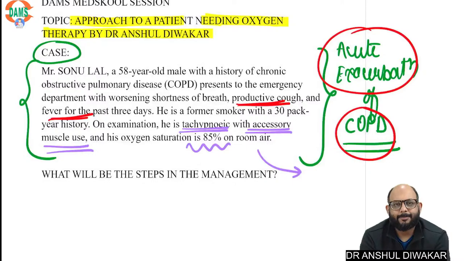When you look at a tachypneic patient, tachypneic means more than normal respiratory rate. We consider 12 to 16 breaths per minute as a normal respiratory rate. So if a person is breathing more than normal respiratory rate with accessory muscles of respiration and still you are getting a low saturation, then what is happening with the patient? What is the patient showing you?